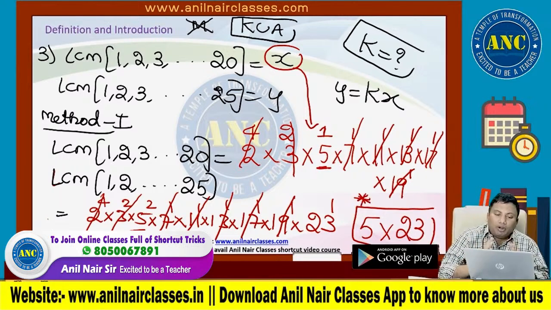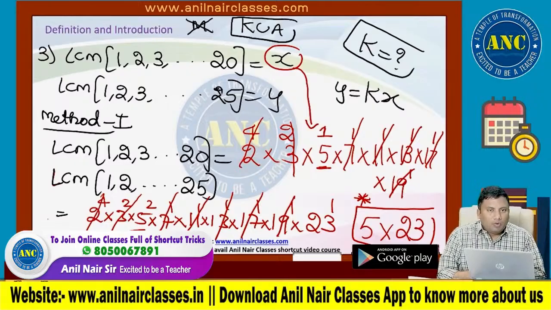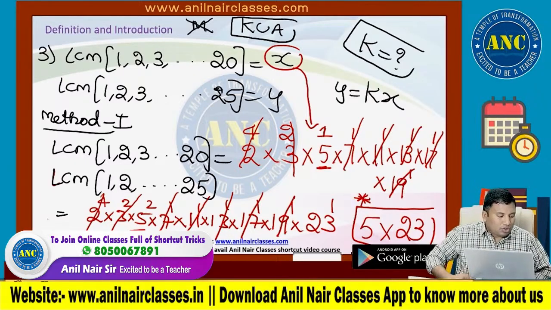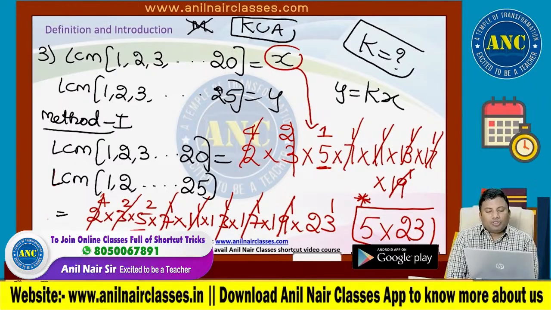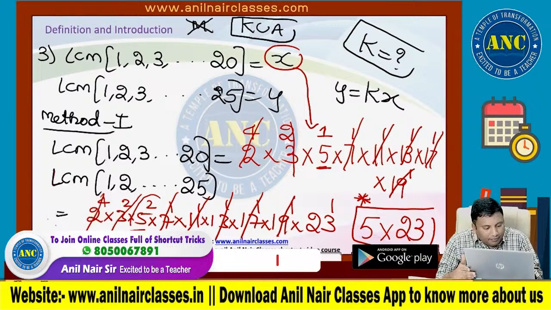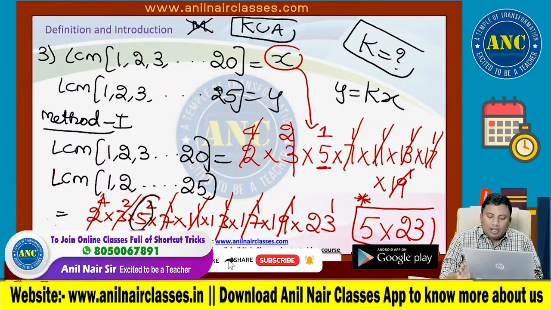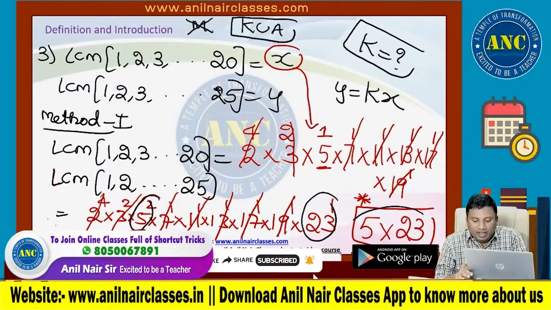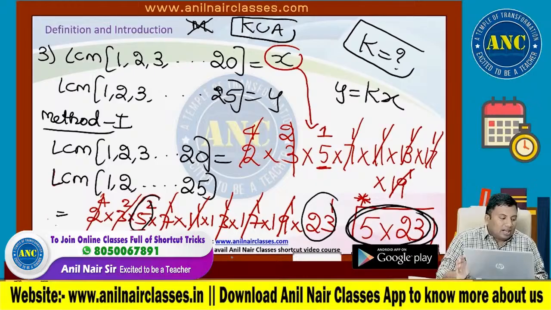A beautiful question. From 1 to 20, what are all the prime numbers? 2 power 4 is 16, 3 square is 9, 5 power 1 is 5, 7, 11, 13, 17, 19. Similarly till 25, what are all the extra numbers? 5 power 1, 5 square. Extra 5 is there. Extra 23 is there. 5 into 23 is the K value. Answer is 115.